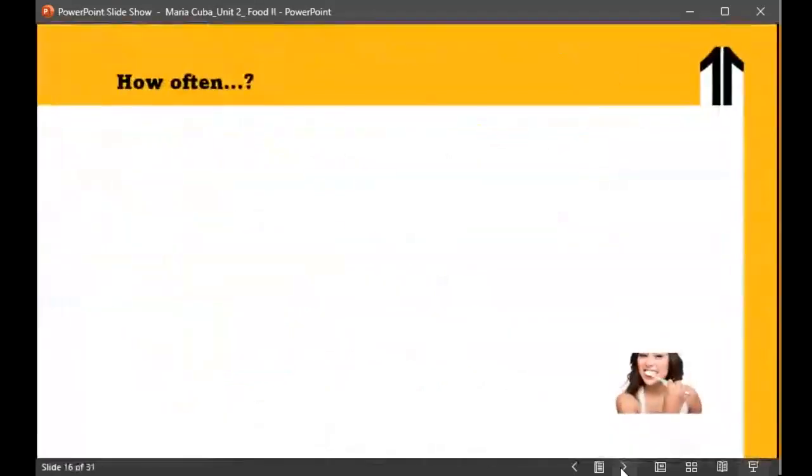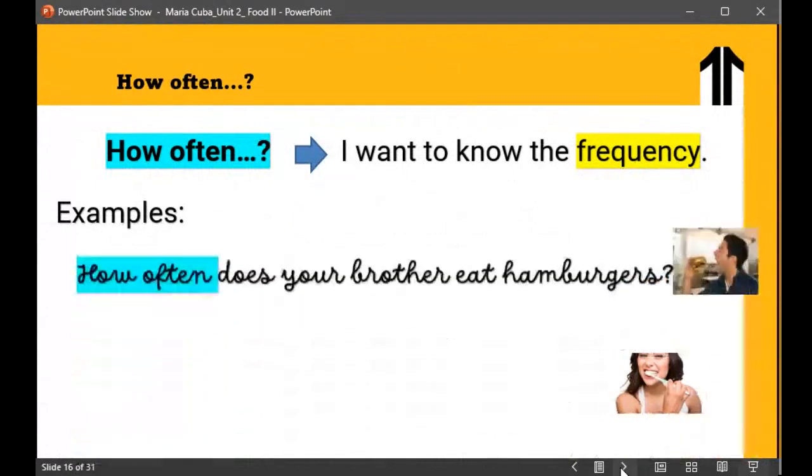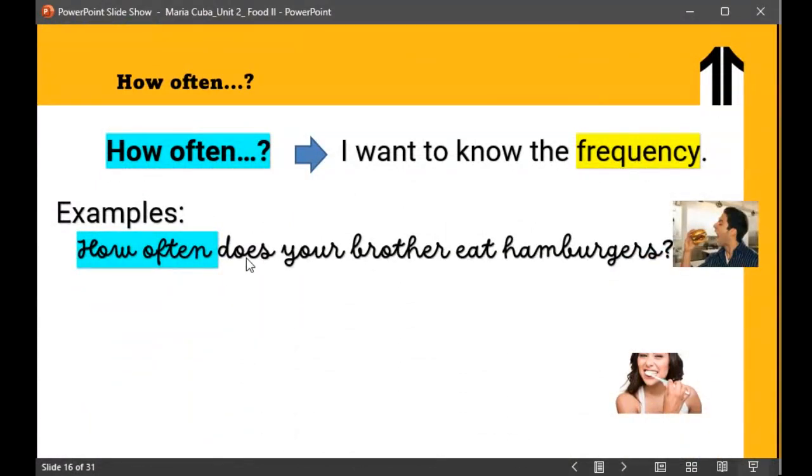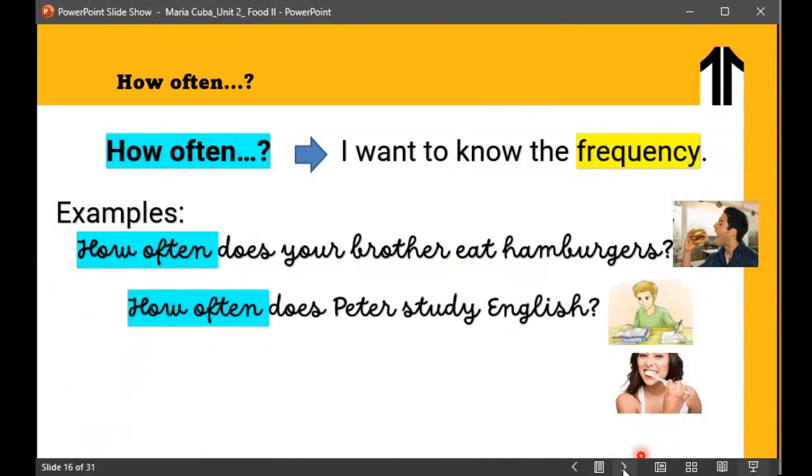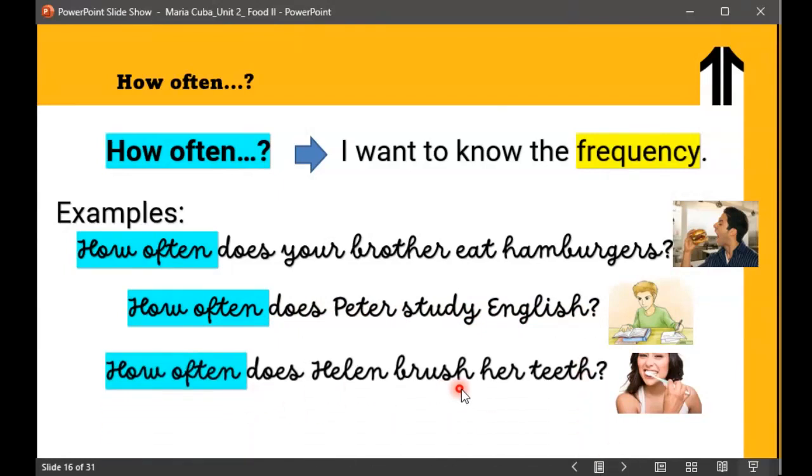You can also use does, but that depends on the subject. Your brother is he. How often does your brother eat hamburgers? We want to know the frequency. How often does Peter study English? And how often does Helen brush her teeth?